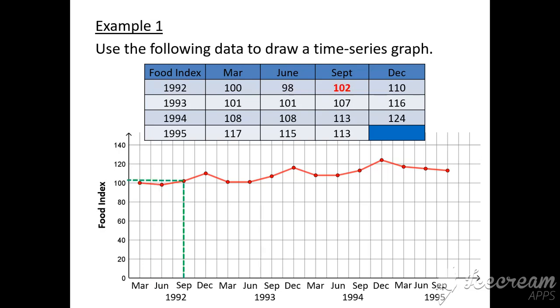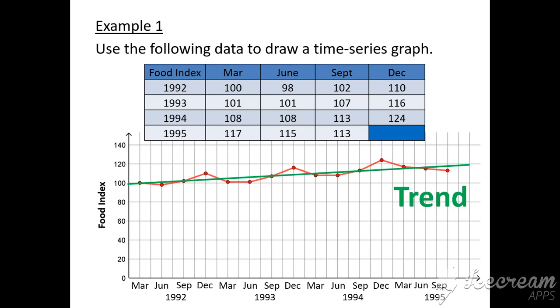Now, we're going to carry on. In September of 1992, we go back in and buy the same groceries, and it would go up to 102, so a little bit more expensive. Now, as we plot these points, we're joining them up with a line. So we draw a line between each point. Okay, December of 1992, food prices got up to 110. Then we go to 1993, March of 1993, it's dropped back down to 101. We go to June of 1993, it stays at 101. And then we go to September of 1993, it just increases up to 107. And so on and so on and so on.